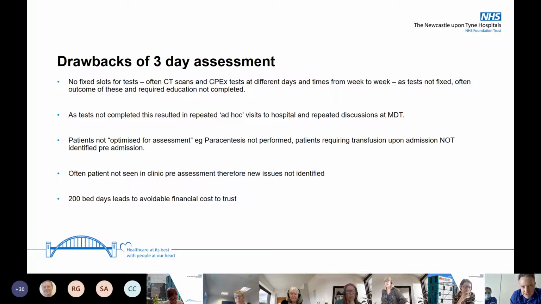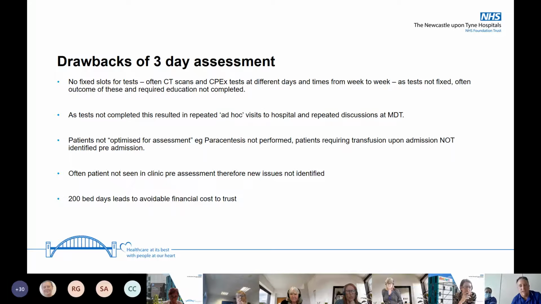But this assessment process needed smartening up because we didn't have fixed slots for our tests. So each week on a Monday, we would go around CT or Clinic H to organise CPEX tests or liver scans, and they would slot our patients in. So we often had scans on different days from week to week. So they weren't fixed, and it was not uncommon to have a CT scan and a CPEX bike test on a Friday morning as they went home that afternoon.